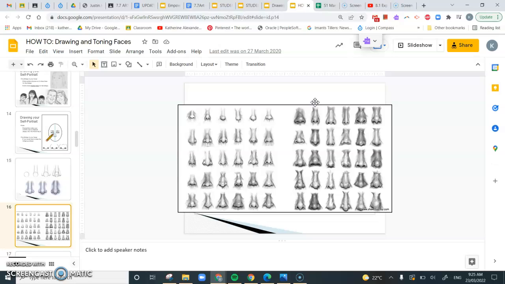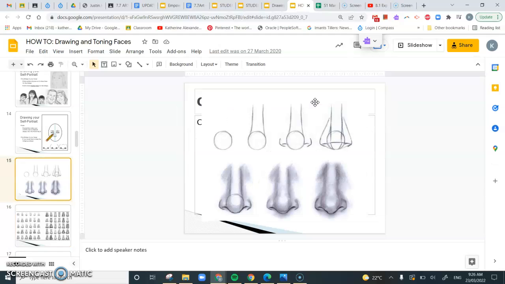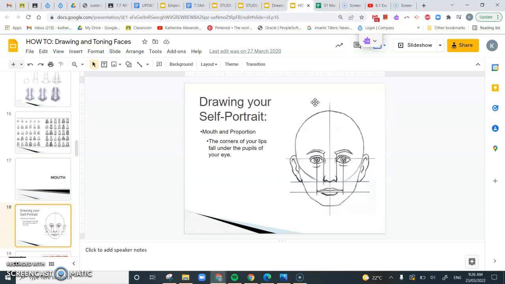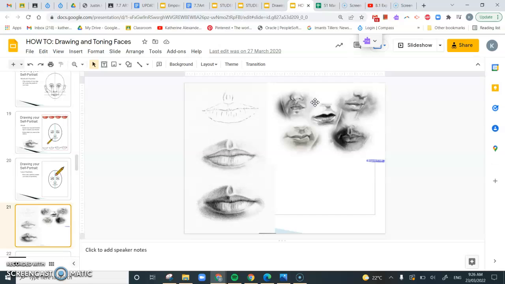Now, the bridge of a nose isn't defined by a line. We're not comic characters. You must draw lightly, because if you look at these noses here, they're actually defined by tone. The shape is defined by the tone. So draw nice and lightly when you draw him in, and scroll through the rest of this very carefully, looking at the different types of mouths.